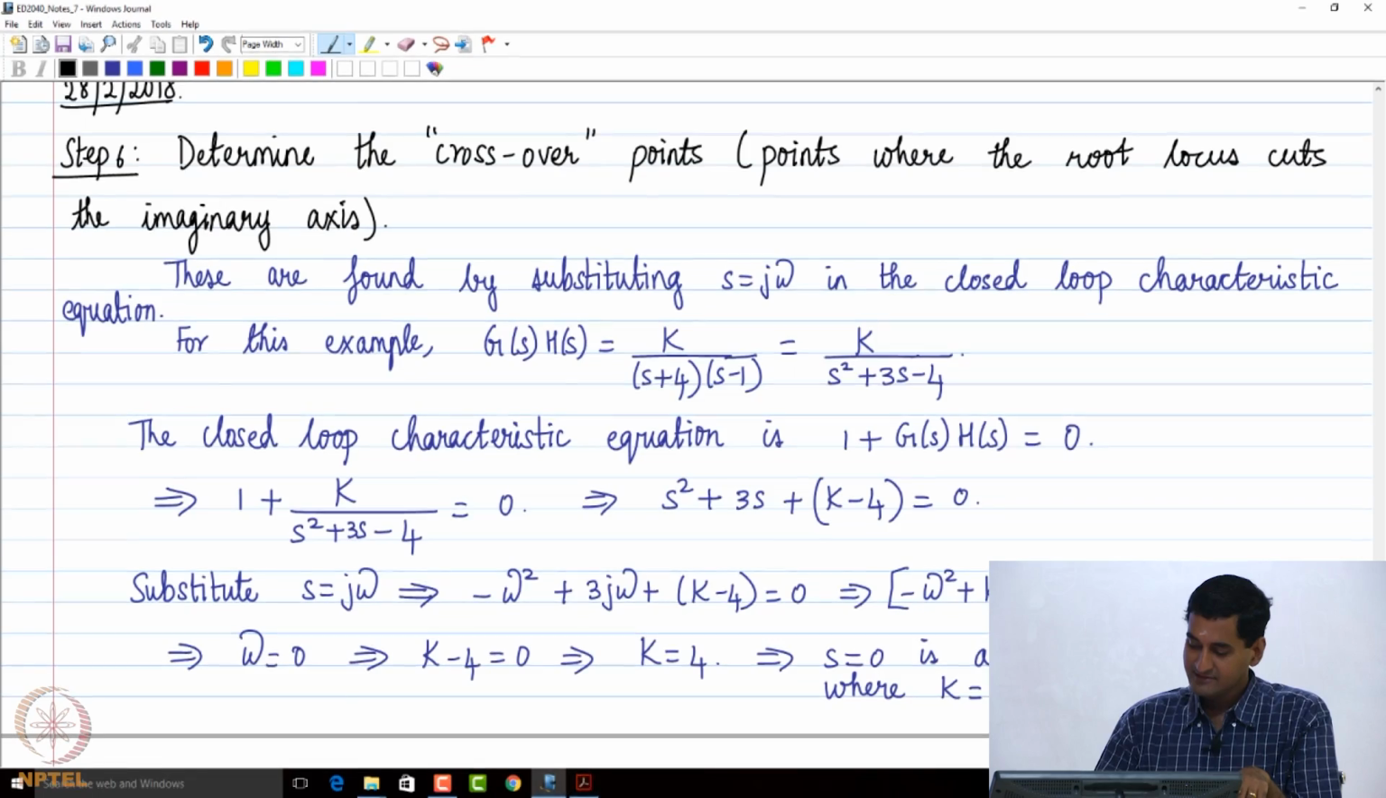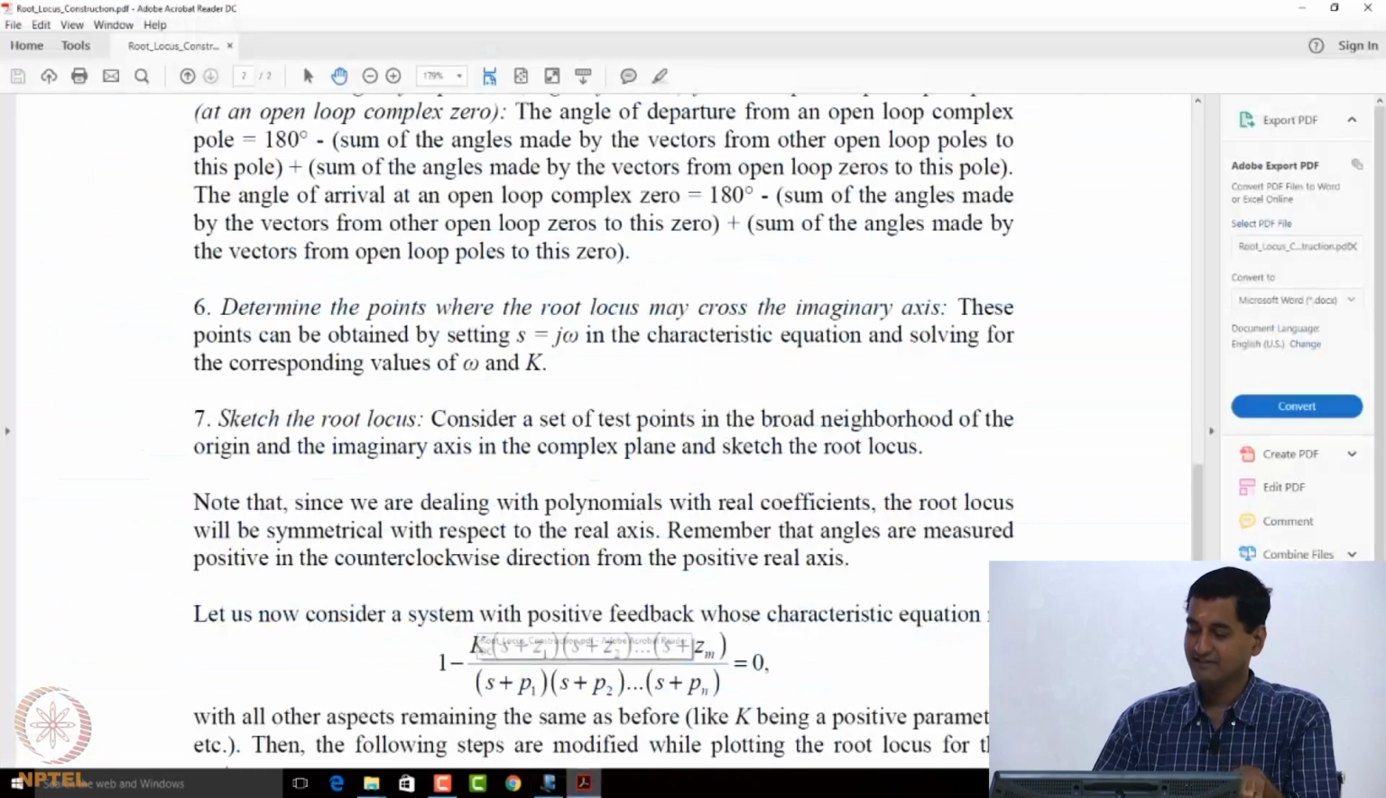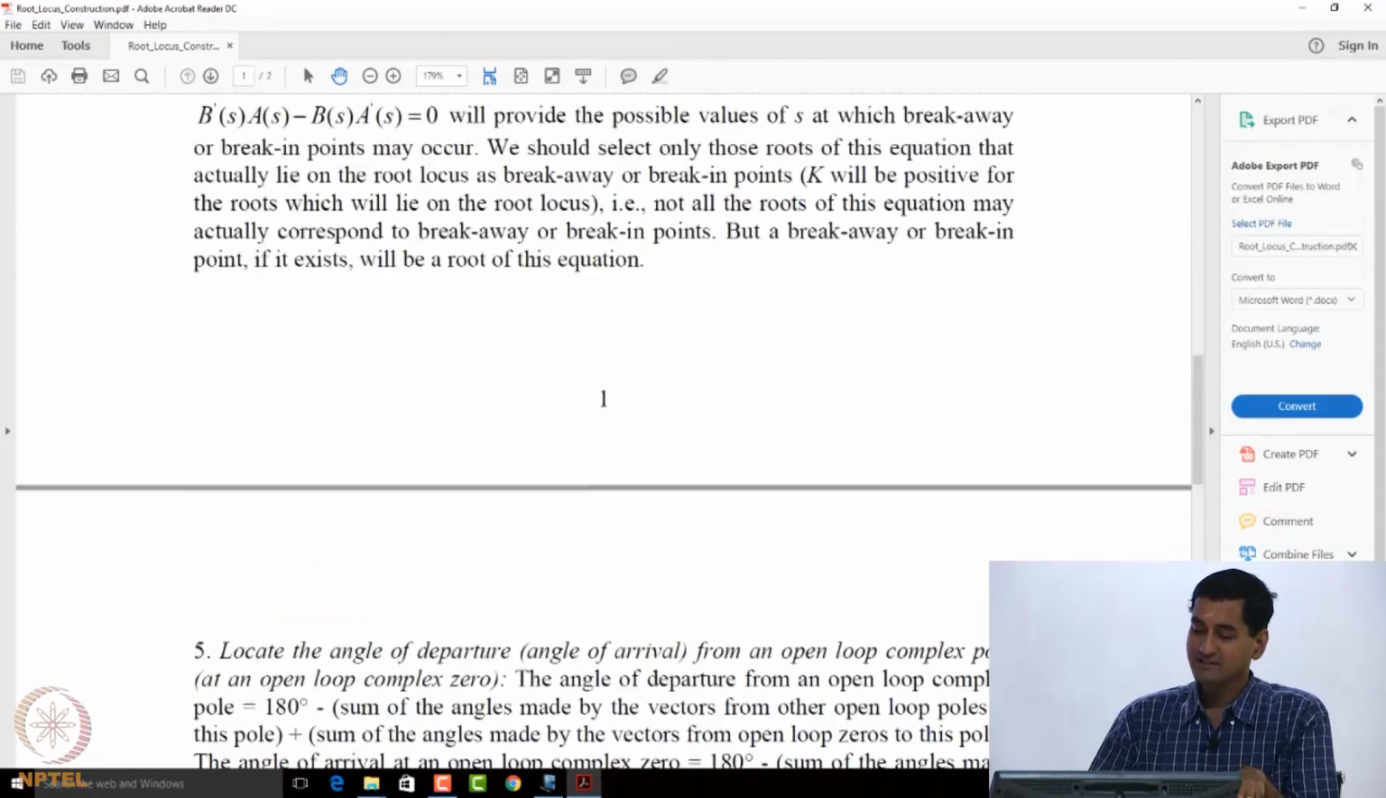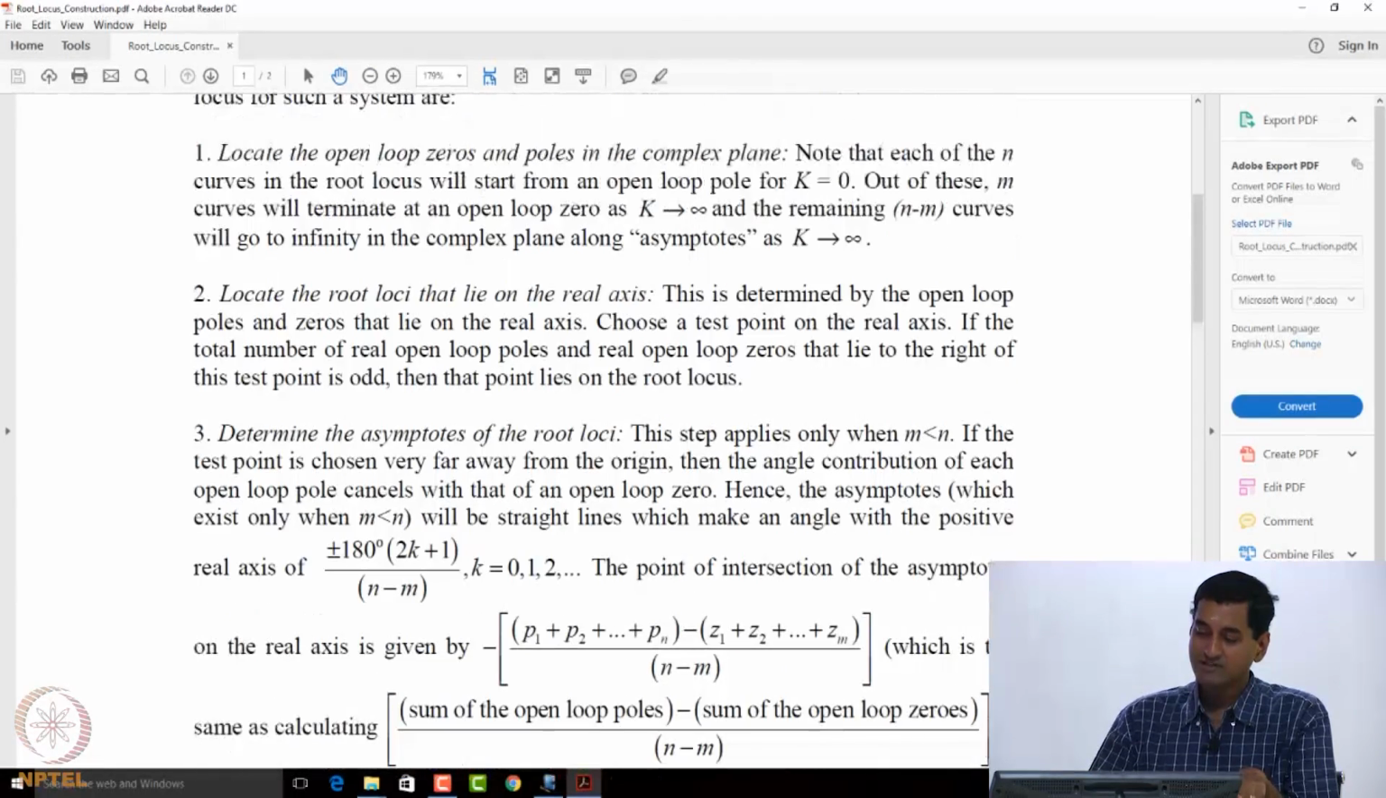We are looking at the root locus. So, let's go back and recap what we did. Let me go back to this document and then I will come back to this notes file. If you recall, we did 5 steps.